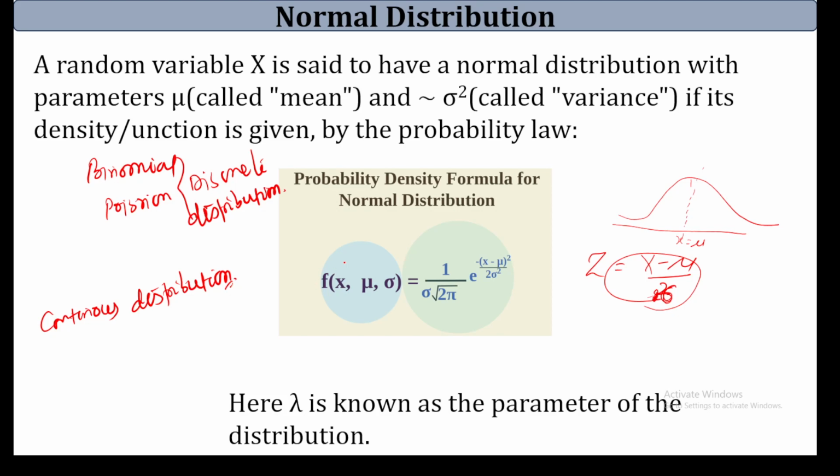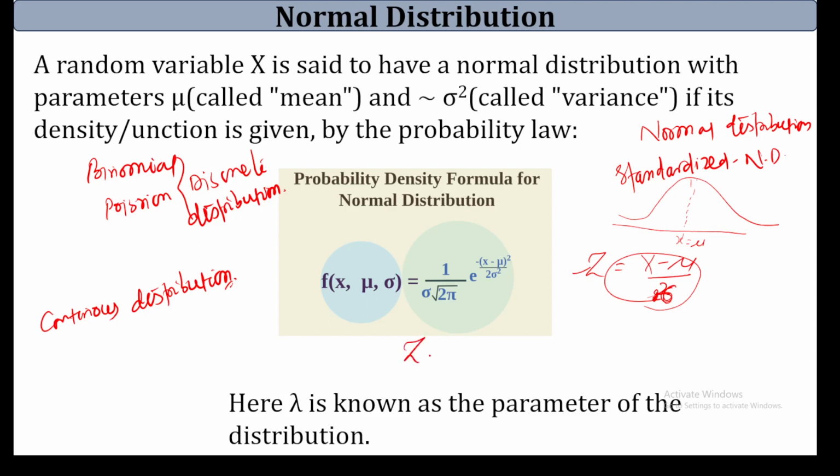For that we have the PDF formula for the normal distribution. We have one normal distribution, and second, the standardized normal distribution. The only thing we have to replace is with z. The formula is 1 by sigma root 2 pi, e to the power minus of x minus mu whole square by 2 sigma square.